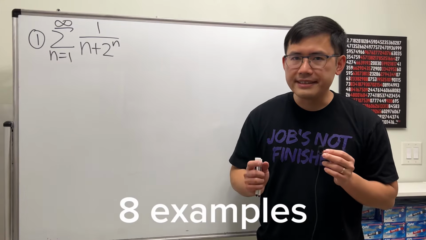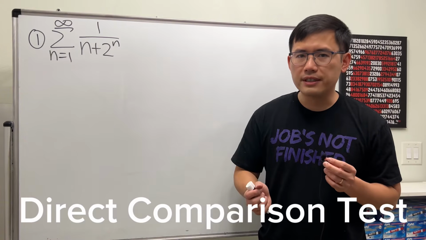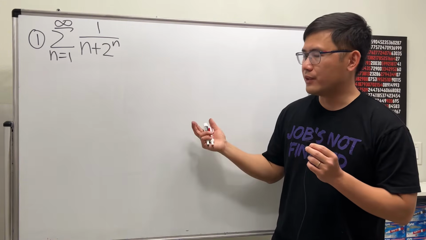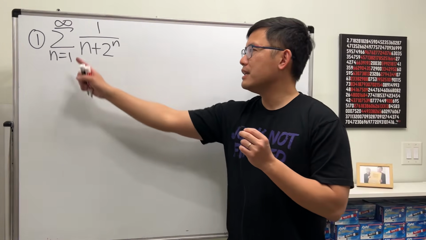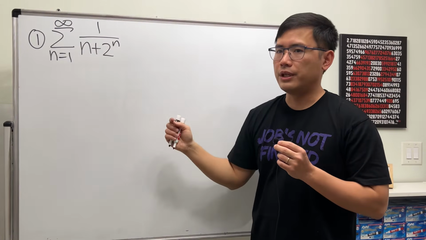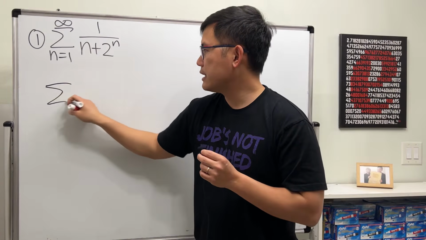Let's see 8 examples on how to use the direct comparison test or the limit comparison test to see if a series converges or not. This is the first one. Series as n goes from 1 to infinity of 1 over n plus 2 to the n. Let me write this down again.